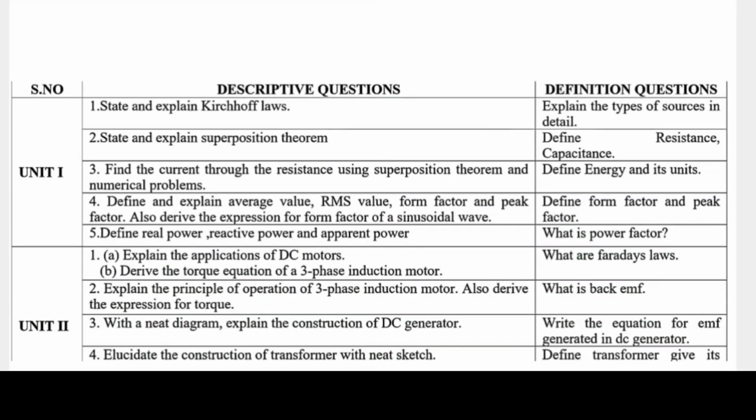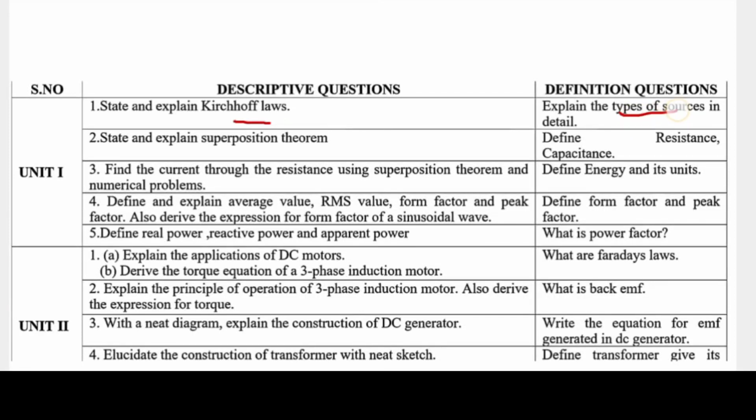Coming to Unit 1, that is DC and AC circuits. State and explain Kirchhoff laws. This is a descriptive question. On definition questions, actually there are no 2 marks questions in BEEE. They will allot 2 or 4 marks.